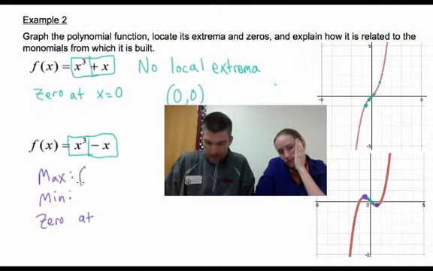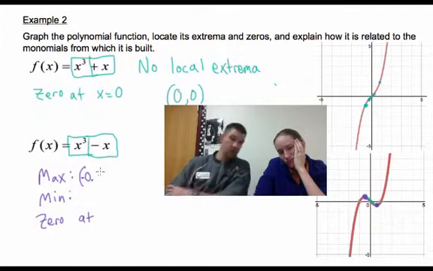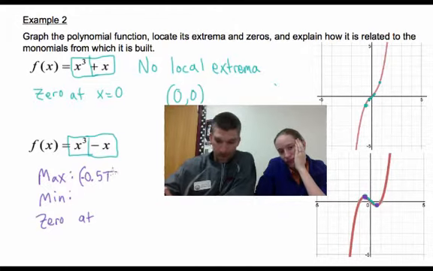So the maximum occurs at, there we go. Negative, it's all very suspenseful. 0.577 is your x coordinate. You said negative, right? Negative 0.577. And the y coordinate is 0.38.